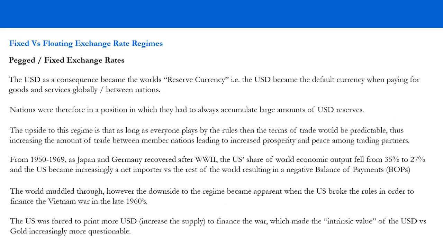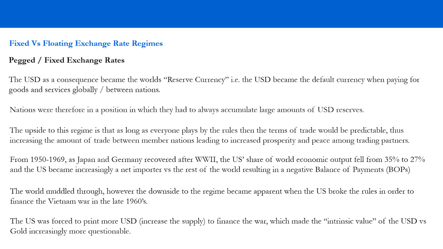And obviously notes are much more easily transportable. So as a consequence, what happened by default, the US dollar became the world's reserve currency. It became the default currency when paying for goods and services globally between those trading nations. But if you think about what this means, it means that all of the nations require a large amount of US dollar reserves at any one time.